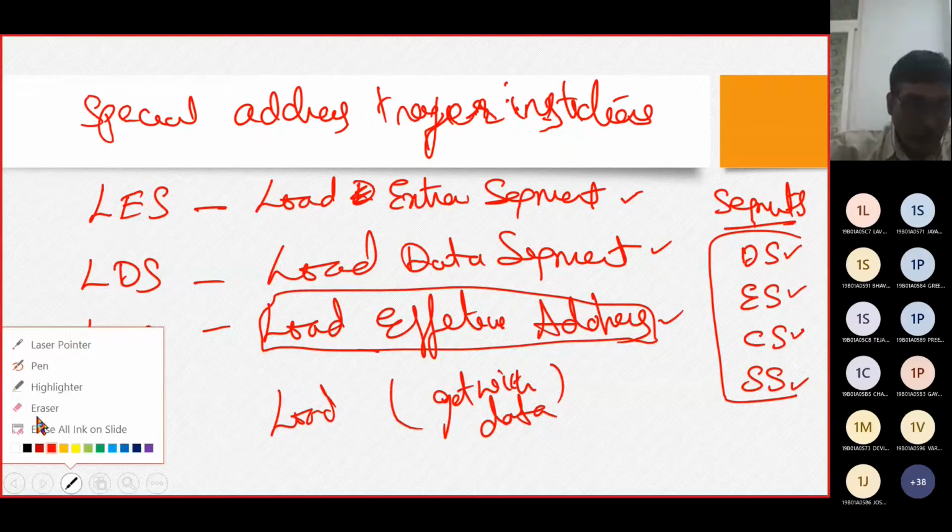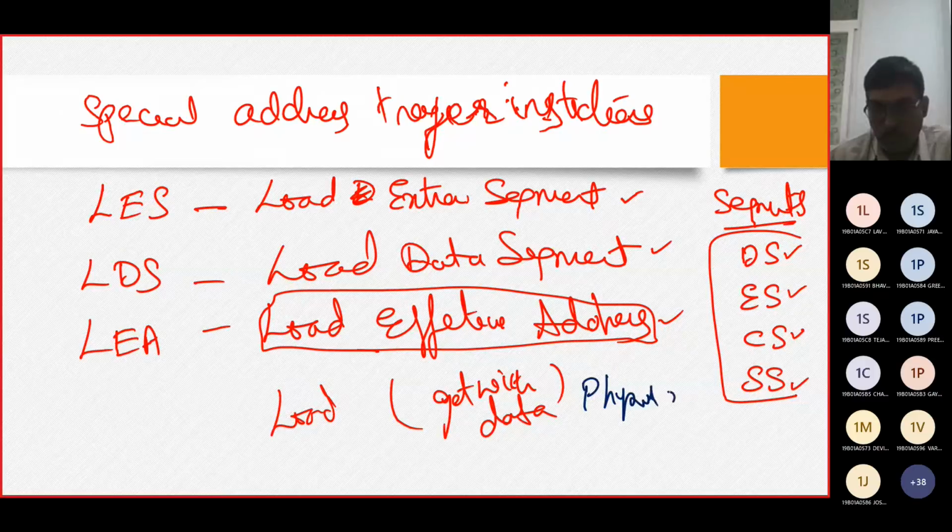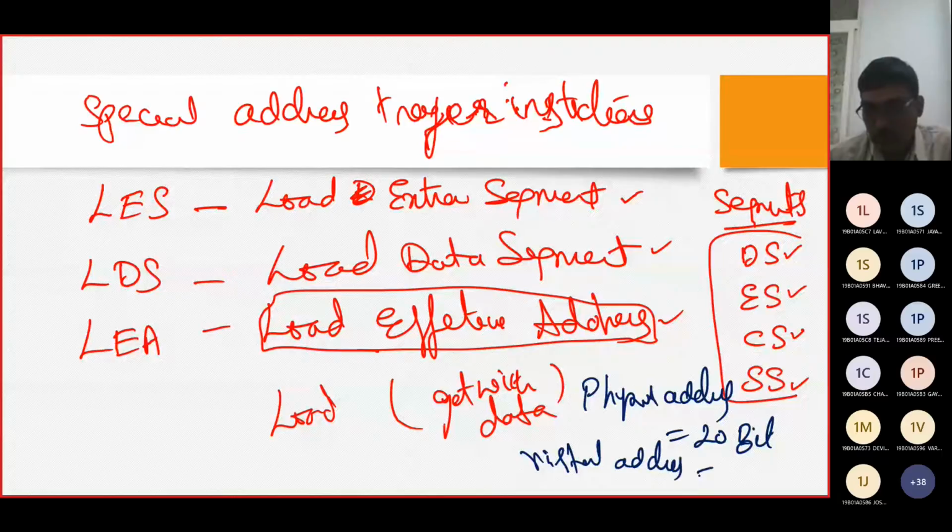When we are going to talk about the version of effective address, we have physical address, it is of 20 bit, and virtual address, it is of 16 bit. We have physical address 20 bit, virtual address 16 bit.